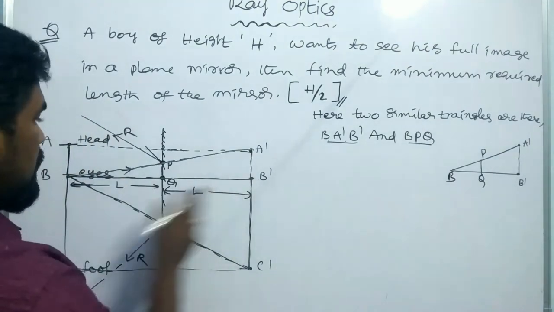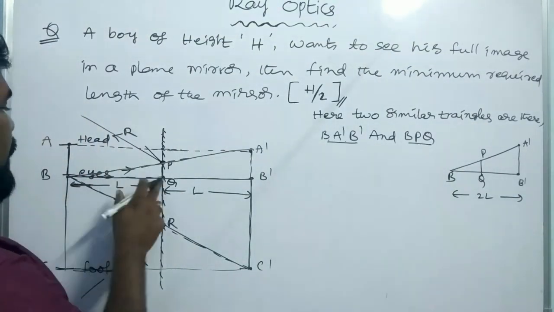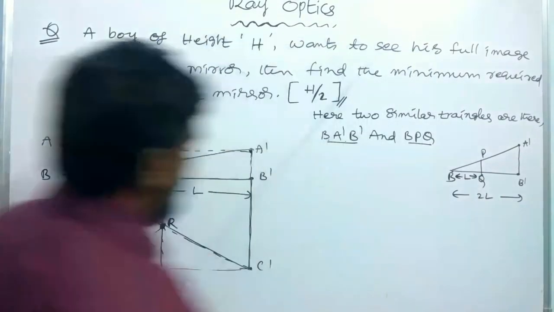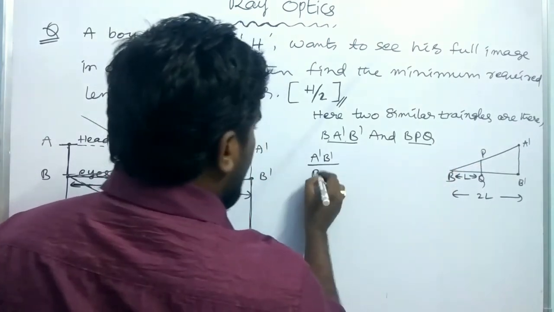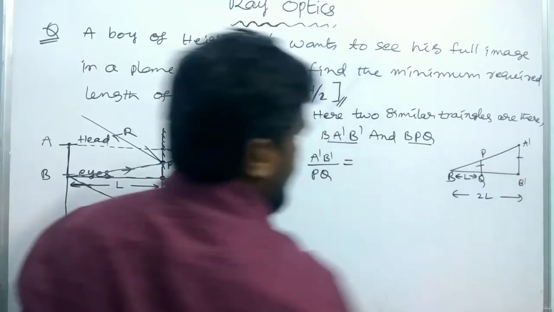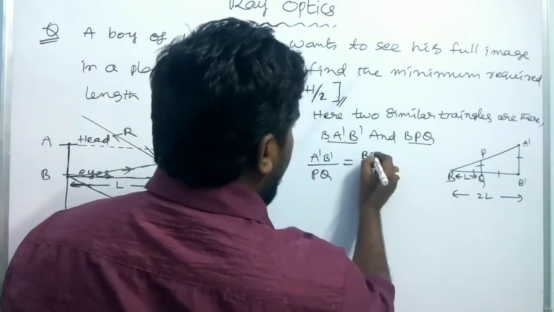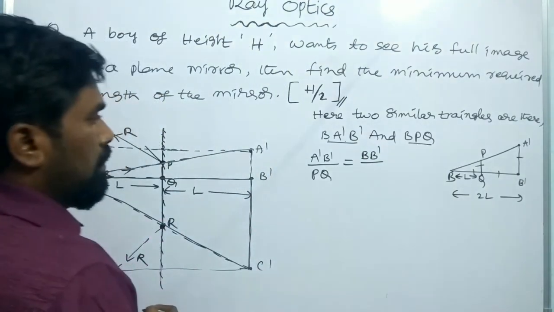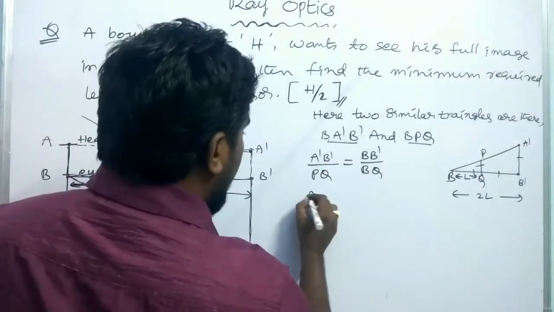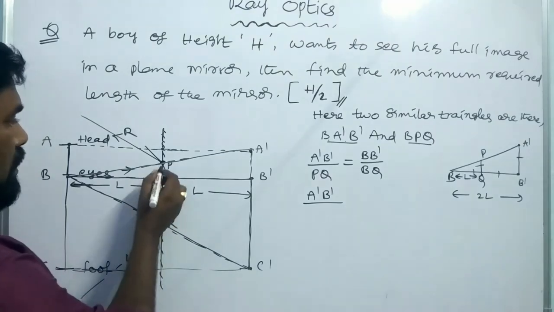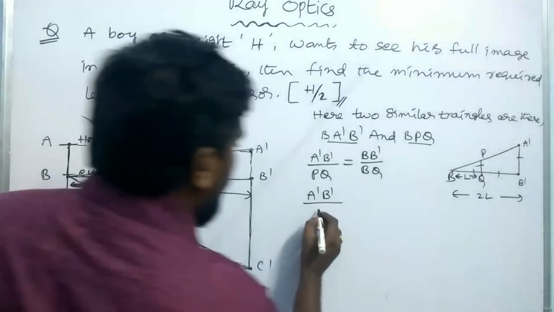B to B dash is L plus L, so B B dash is the 2L distance. And B Q is L. Now the remaining terms we have to find. A dash B dash by P Q equals B B dash by B Q. What is PQ here? Let PQ be X.